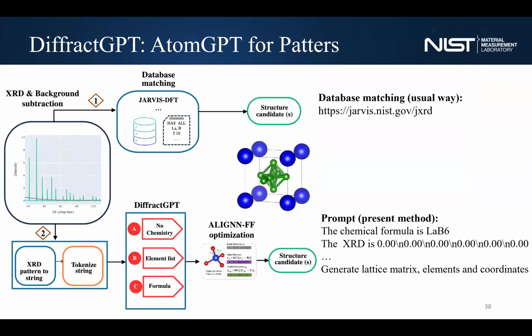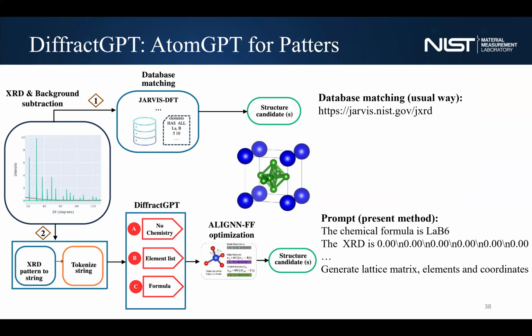Suppose you have an X-ray diffraction pattern, and then you can do background subtraction. You can do at least two things. First, the normal way is you can take the X-ray diffraction pattern and match it with ICDD or JARVIS or any other database, and then get structural candidates. We actually have a web app for this, jarvis.nist.gov/jxrd, and you can do that search.